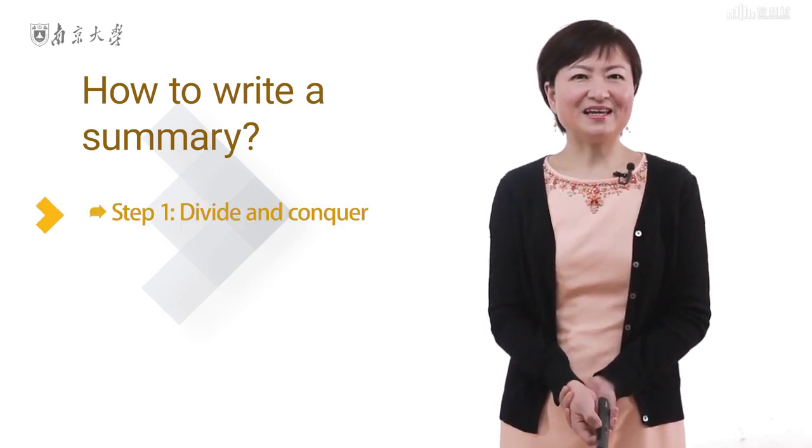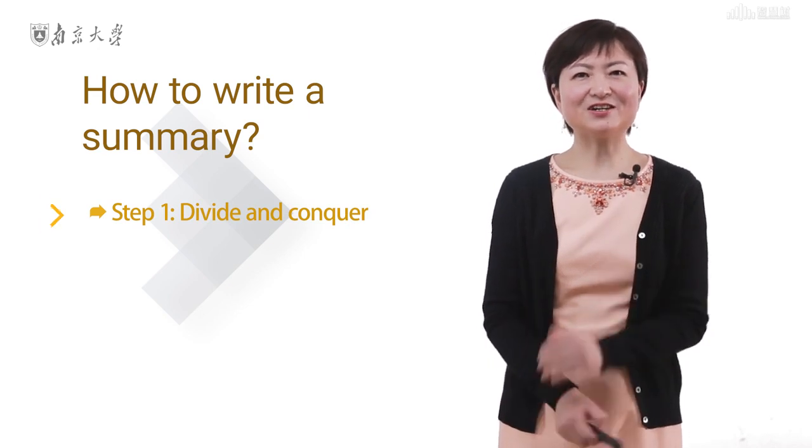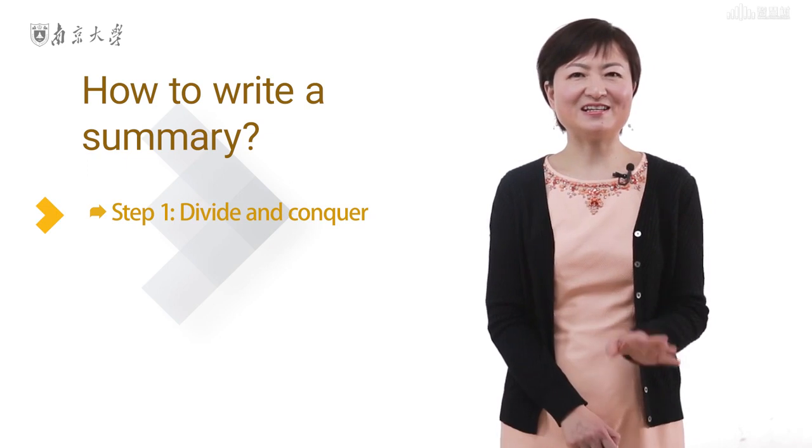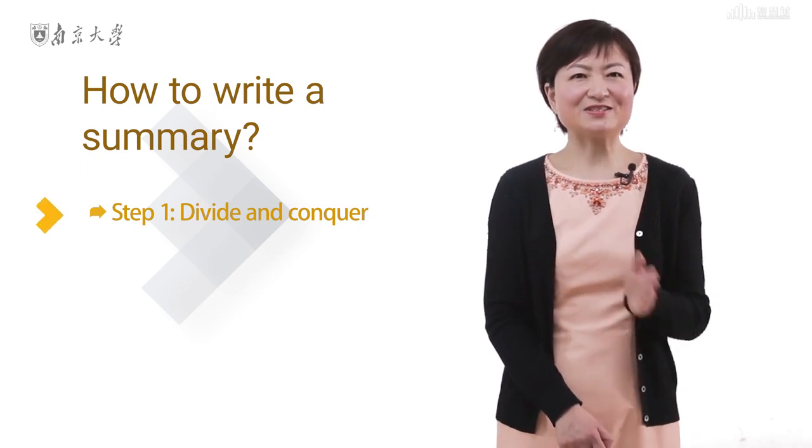The first step is to divide and conquer. First of all, skim the text you are going to summarize and divide it into sections. Focus on any headings or subheadings. Also, look at any bold-faced terms and make sure you understand them before you read.